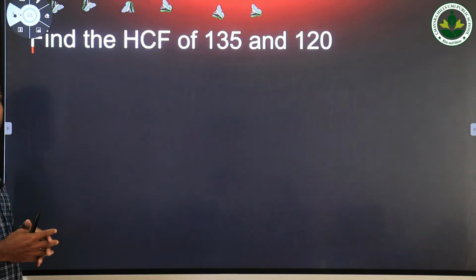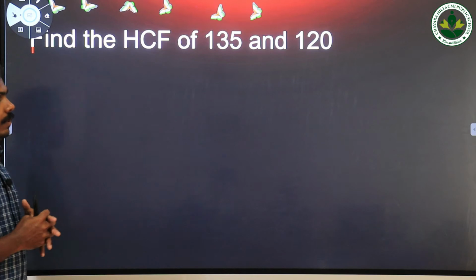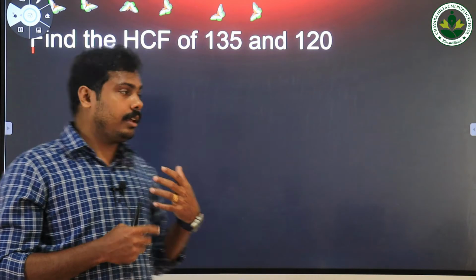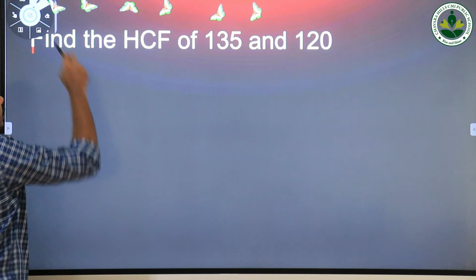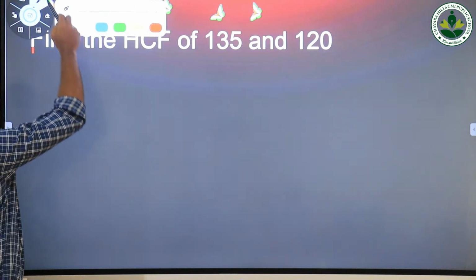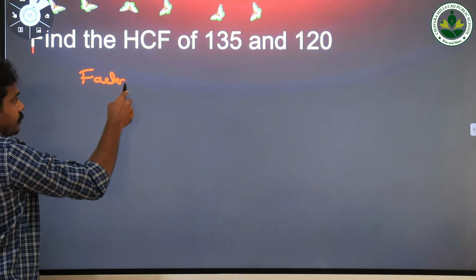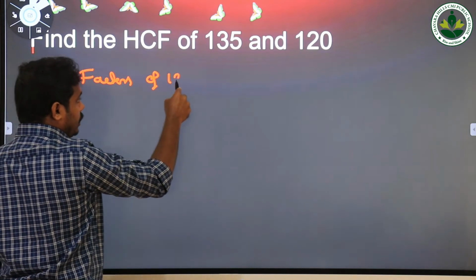Here you can see we need to find the HCF of 135 and 120, bigger numbers. So first we need to find the factors of 135.